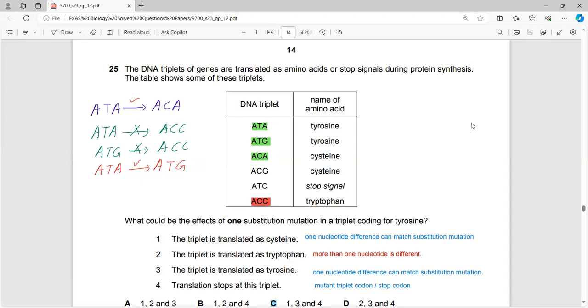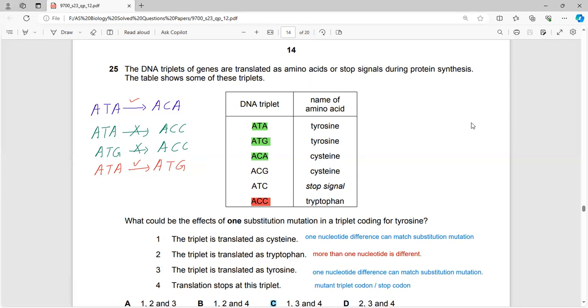The second statement: the triplet is translated as tryptophan. Tryptophan means this is ACC. If you replace ATA with one change to produce ACC, that's not possible. In the same way, for ATG, replacing one nucleotide to produce ACC is not possible. So it will not produce tryptophan, because there is more than one nucleotide difference.